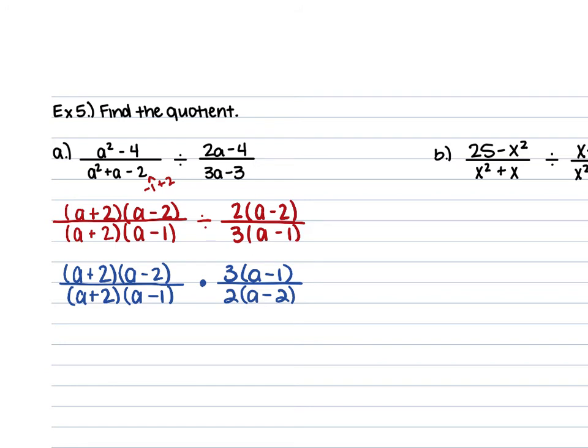Simplify if you can before you multiply. The first fraction, you have an a plus 2 on the top and the bottom, so they cancel out. On the first fraction in the numerator, you have a minus 2. Across from that, you have an a minus 2 in the denominator, so those cancel out. In the denominator of your first fraction, you have an a minus 1. Diagonal from that in the numerator of the second fraction, you have an a minus 1, so those cancel out. So this leaves you with 1 over 1 times 3 over 2. We multiply straight across, and we are just left with 3 over 2.